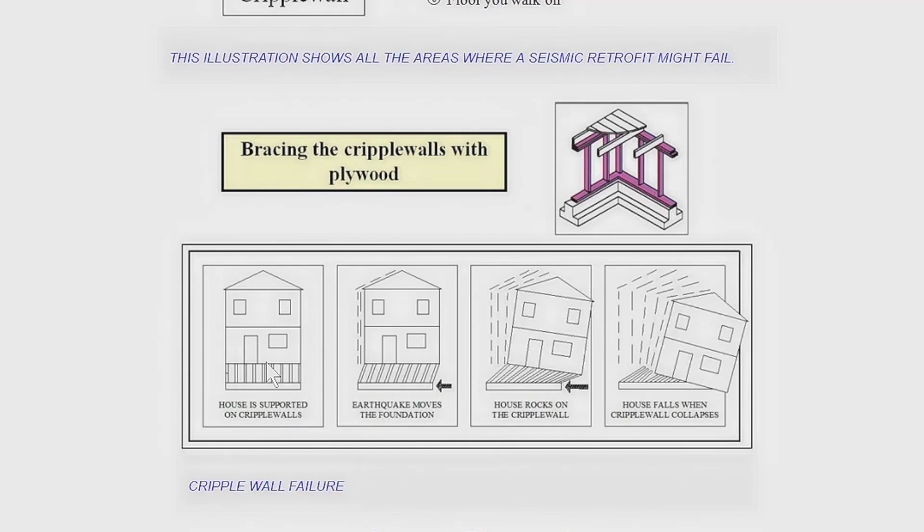The problem is when an earthquake hits, there's our house, then it shakes back and forth, and then the house falls off the cripple wall because the cripple wall itself collapsed. So we need to prevent that from happening. That's the whole point of a seismic retrofit.